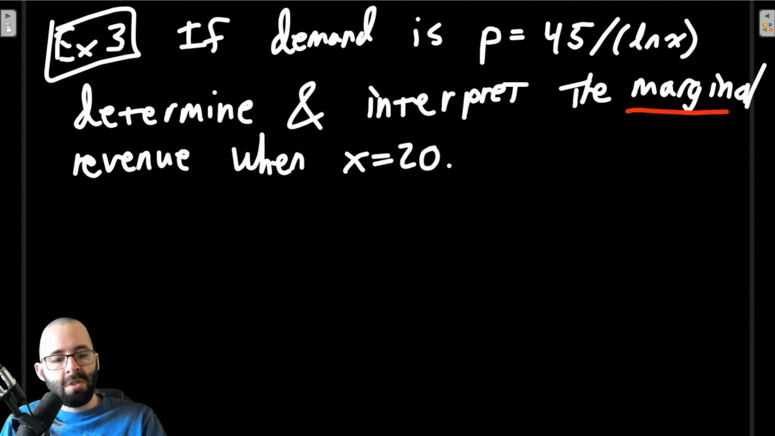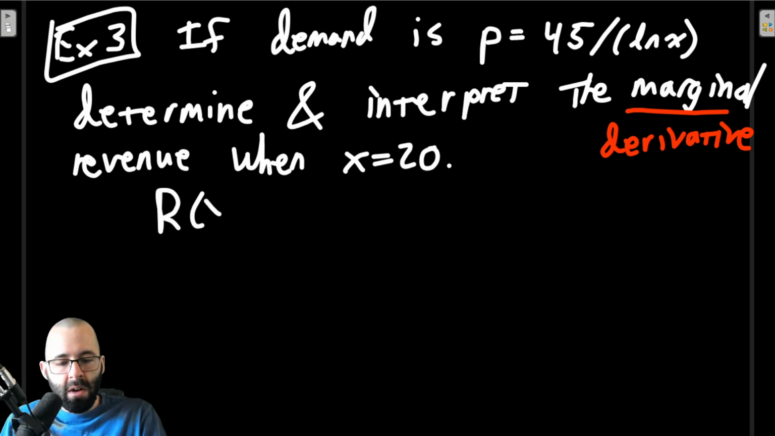Marginal means derivative. The marginal revenue is R prime. But to find the derivative of the revenue, first we have to find the revenue. We don't know the revenue. We need to find the revenue.